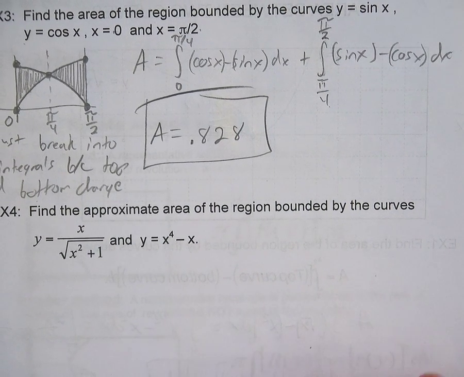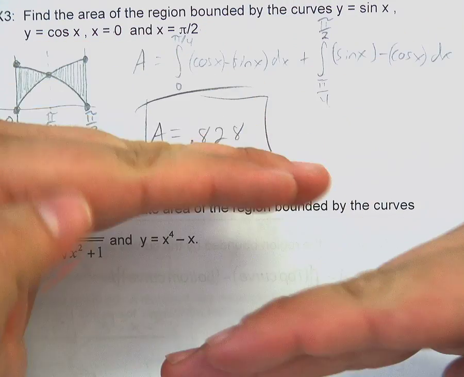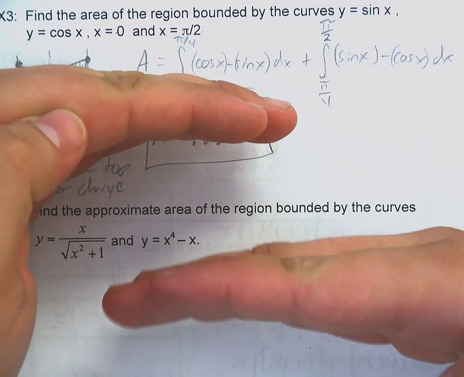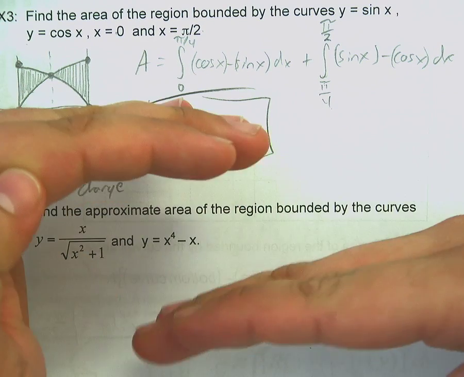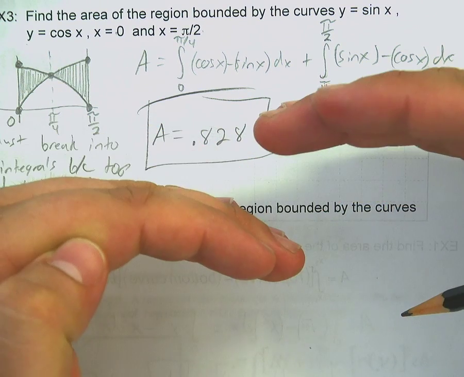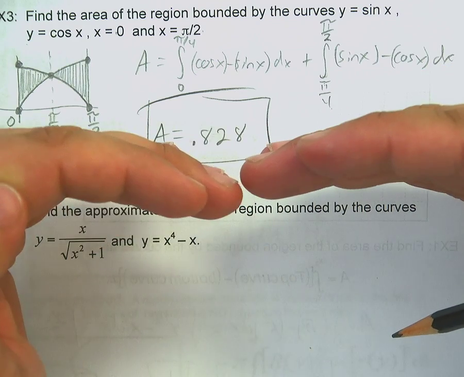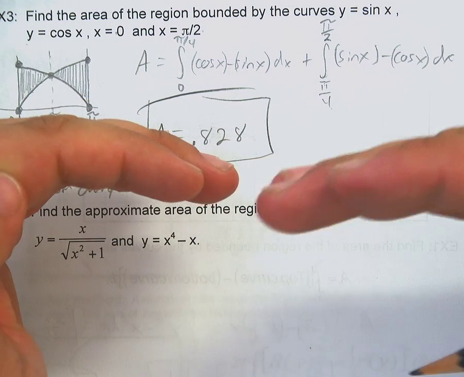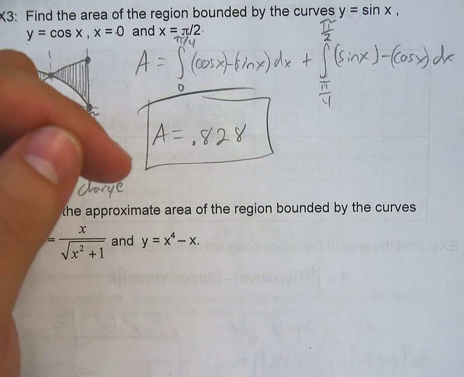Just remember that if your curves ever change positions, this one was on top, this one was on bottom, and then they switched, wherever that point is that they crossed and switched places at, I have to integrate from here to this point, and then from this point to the rest of it.